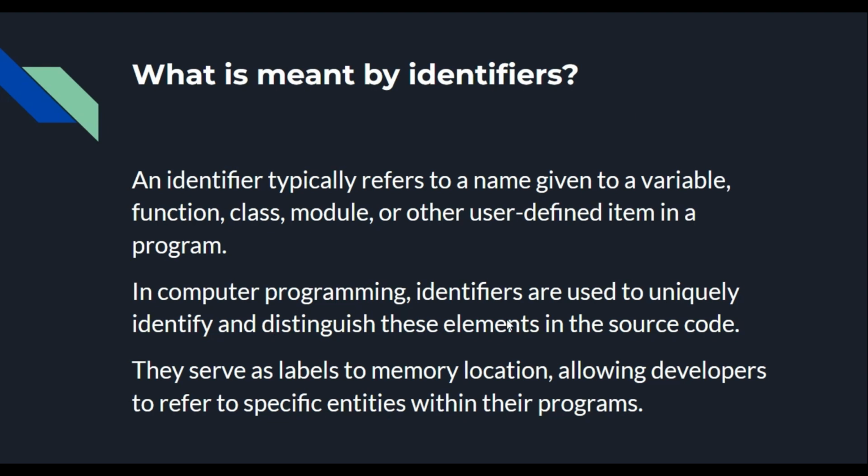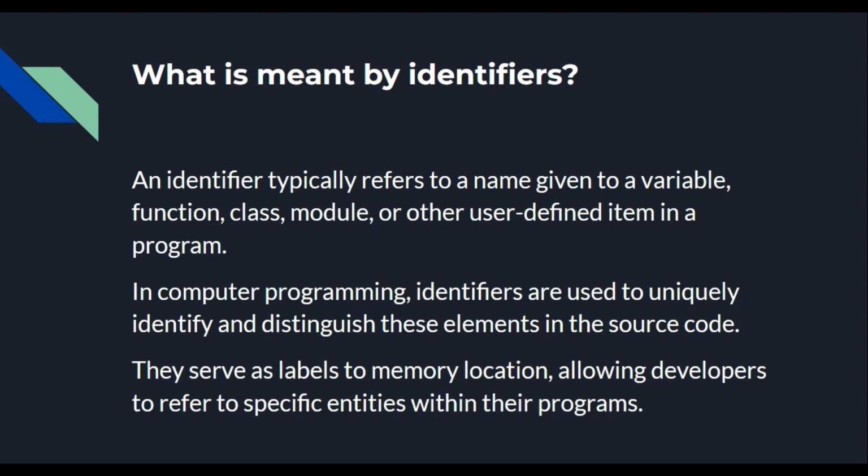In computer programming, identifiers are used to uniquely identify and distinguish these elements in the source code. We want to uniquely identify these basic building blocks, so that's why we need identifiers. They serve as labels to memory locations, allowing developers to refer to specific entities within their program. For example, we are defining variables. We want to repeatedly use that variable value. At that time, instead of using the memory location, we are using that variable name.